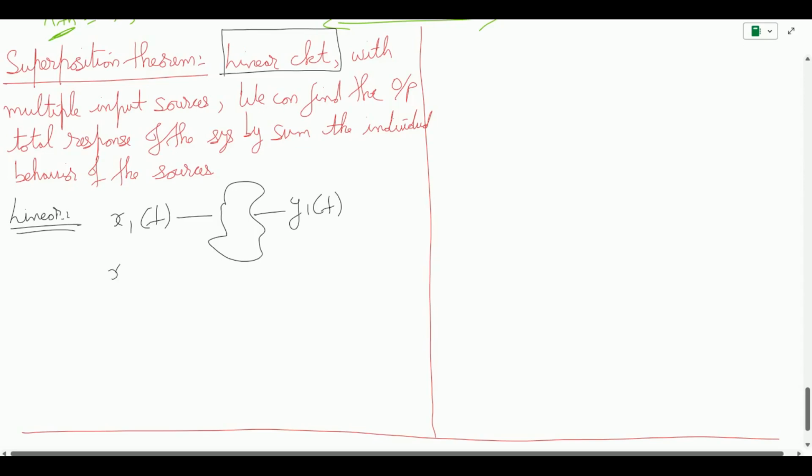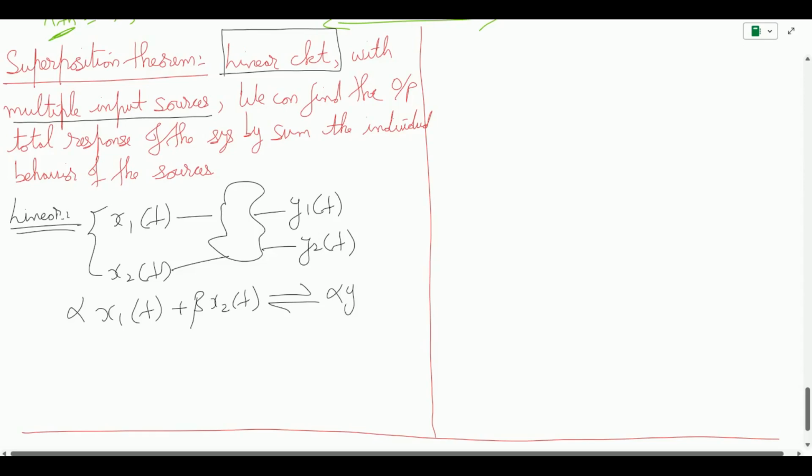Similarly, let's say I have another system with input x2 of t, and I'll get the output y of t. Now if I sum these inputs together, these are my multiple input sources. Let us say I have x1 of t with a scaling factor alpha plus x2 of t with a scaling factor beta. The output should have the same scaling factors but individually summed together. So x1 will correspond to y1 and x2 will correspond to y2, but they will be added together. So this is basically the linearity principle.